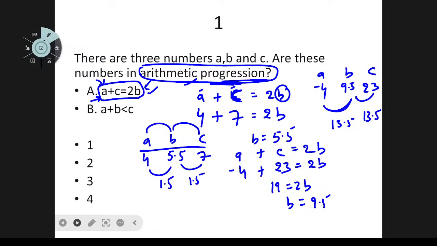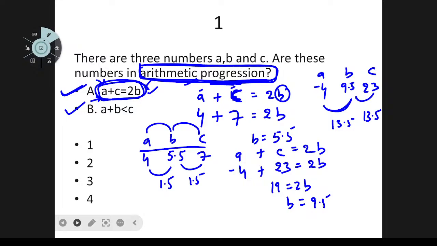Okay, when I took the values to satisfy this condition, by using the first statement, whenever I am satisfying that condition, the three numbers are always in arithmetic progression. So by using the first statement, I can say definitely it is in arithmetic progression. What about the second one? A plus B is less than C. Now let's see that one.